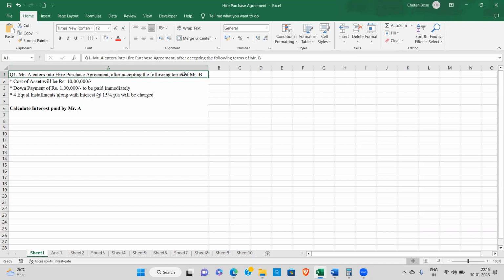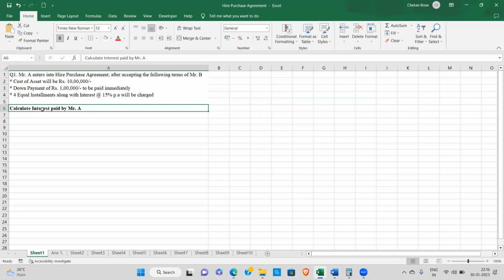Term number one, the cost of the asset would be 10 lakh rupees. Term number two, down payment would be 1 lakh rupees, which has to be paid immediately. Then, four equal installments along with interest at 15% per annum will be charged. These are the three important terms of the agreement. And we have to calculate interest paid by Mr. A. What is the question demanding us?